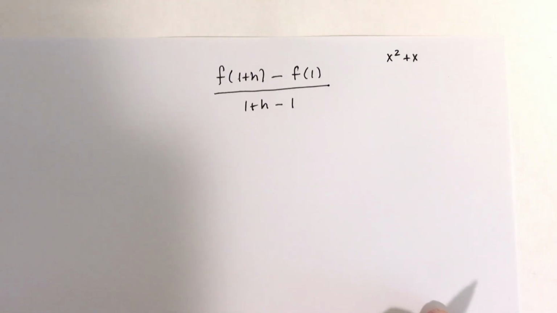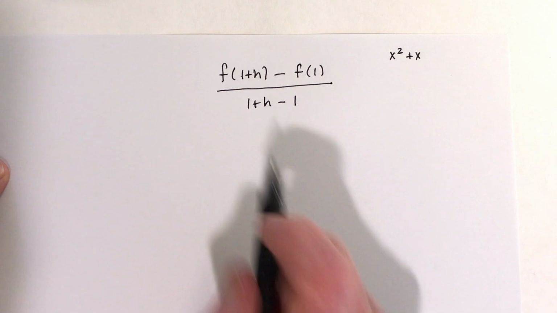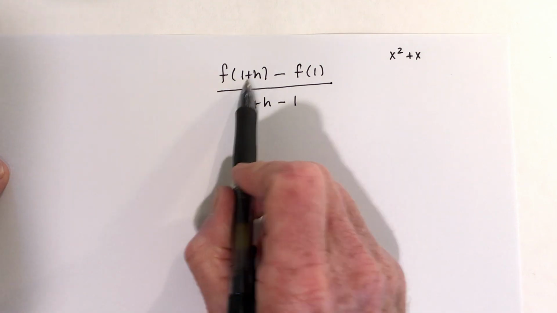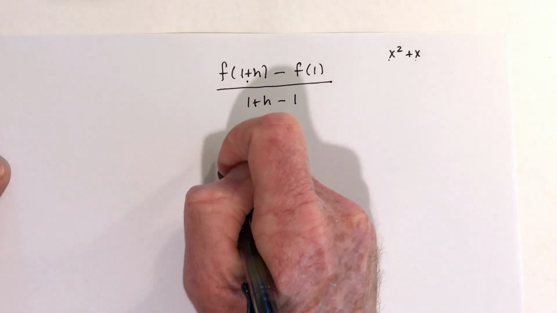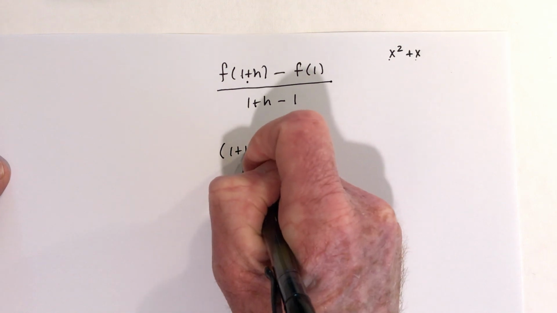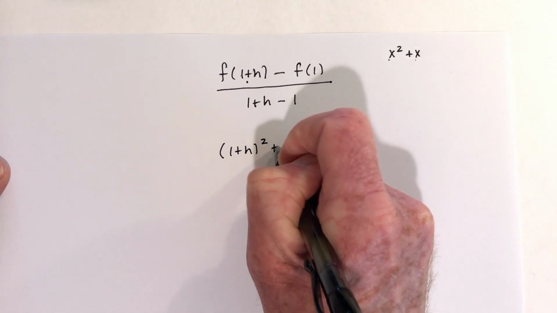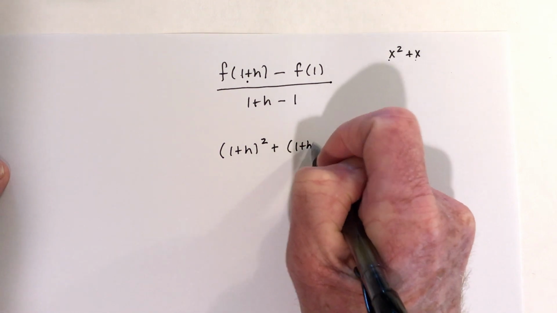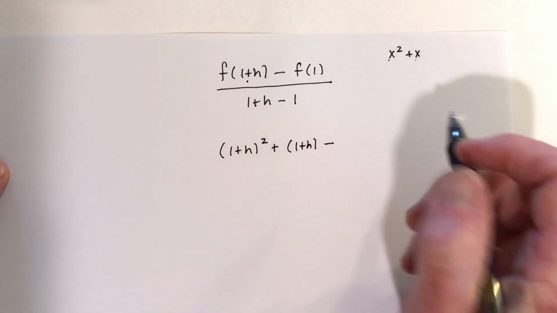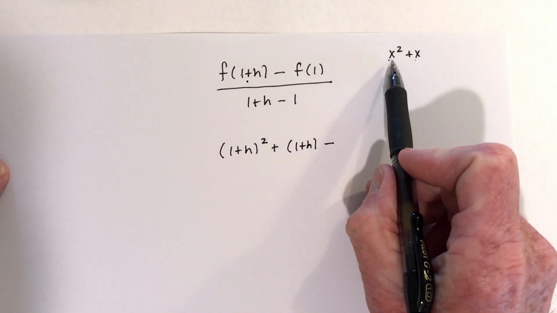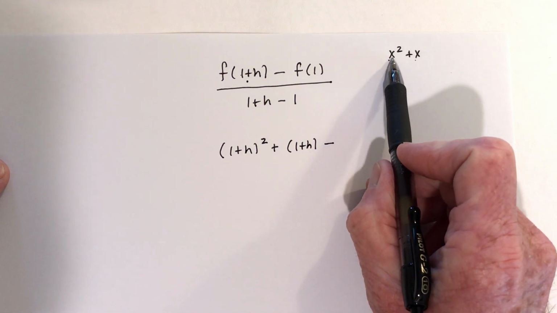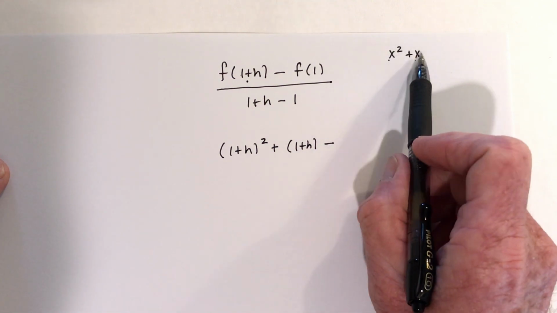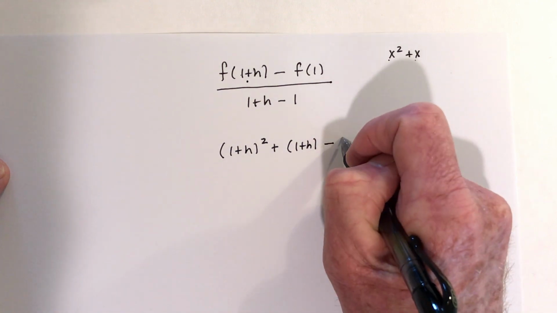Then I could use just this piece. So I need to take the 1 plus h and substitute it in for these x's. So that's going to say (1 plus h) squared plus, replace this x with 1 plus h, and then minus, when you substitute a 1 into this function, this is going to be 1 squared plus 1. So 1 plus 1 is going to be a 2. So this part's going to be a 2.